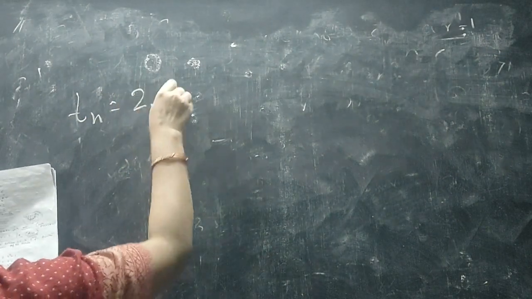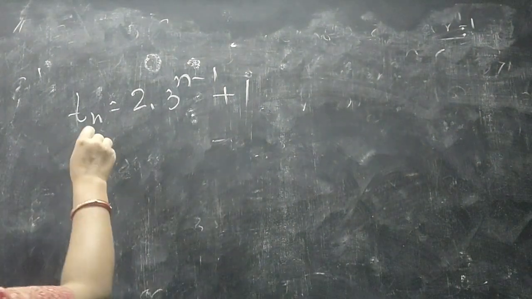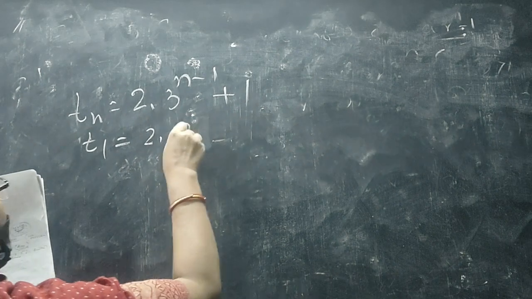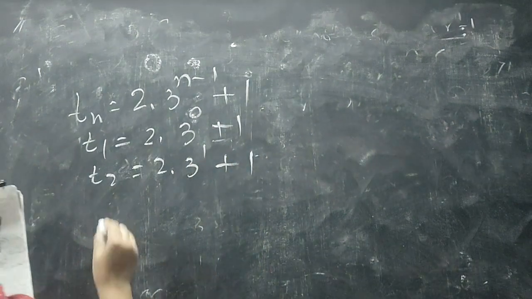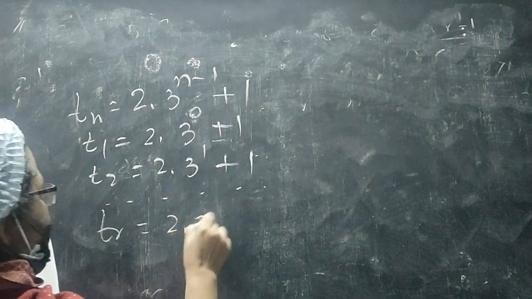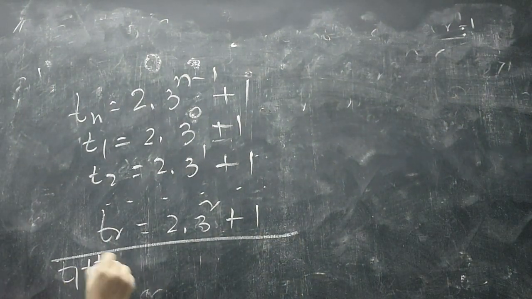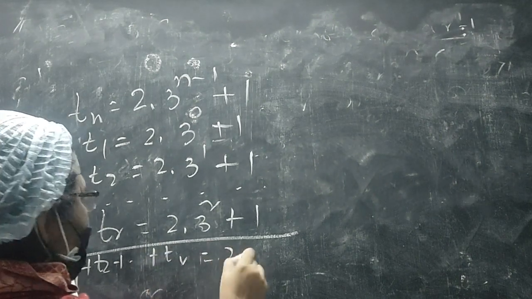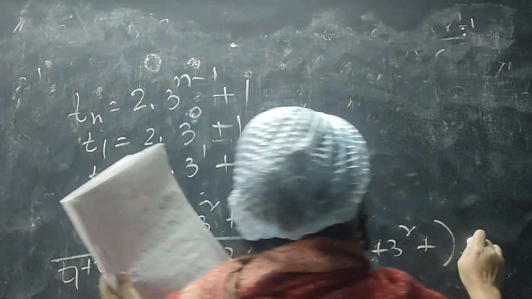And this is the third one. Third one is, if the nth term of the series is, that means Tn is equal to 2 into 3 to the power n minus 1 plus 1, find the sum of r terms. That means T1 equal to 2 into 3 to the power 0 plus 1, T2 equal to 2 into 3 to the power 1 plus 1, up to Tr equal to 2 into 3 to the power r minus 1 plus 1. So T1 plus T2 plus up to Tr is equal to 2 into 3 to the power 0 plus 3 to the power 1 plus up to 3 to the power r minus 1, plus r.